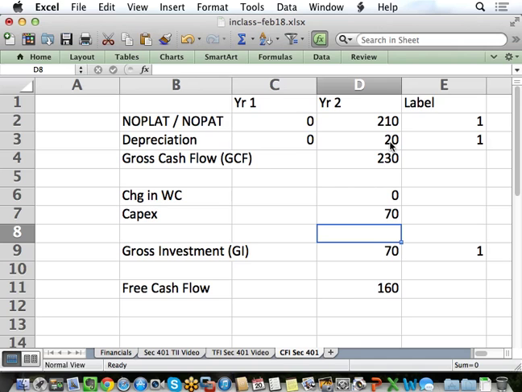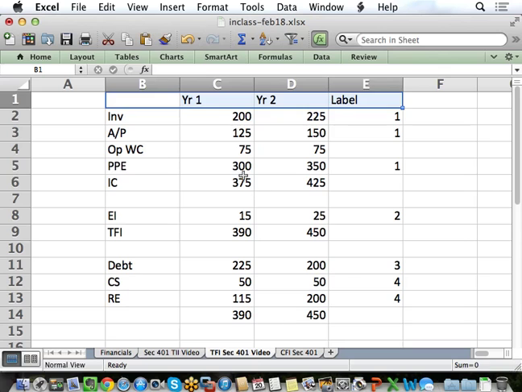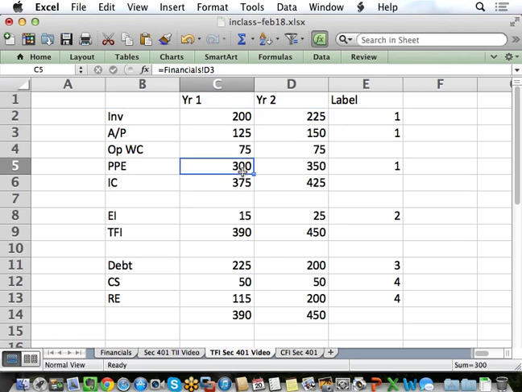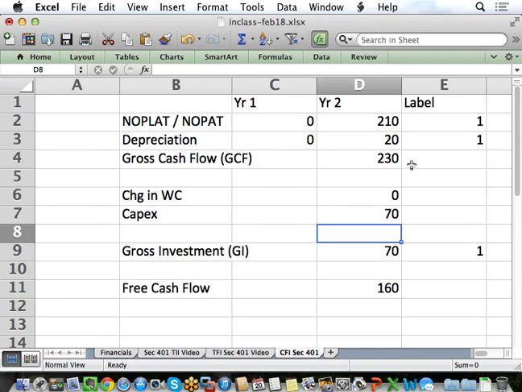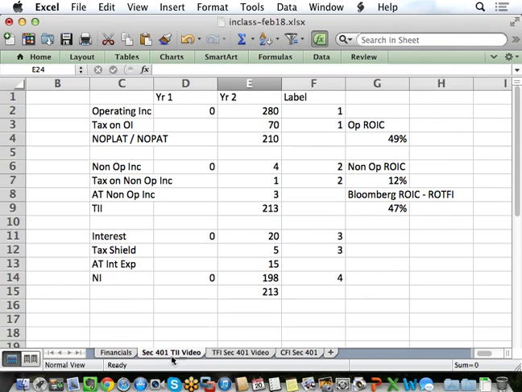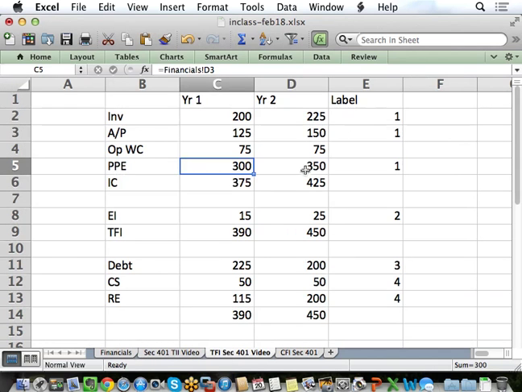It's the 70. Right? So you might say, well, gee, how did I come up with 70? Well, think about it this way. If I start with 300 of net PP&E and I buy 70, or CapEx, of new equipment or new facilities, 300 plus 70 is 370. If I have 20 of depreciation during the current year, 370 minus 20 is 350. That is my ending net PP&E balance.